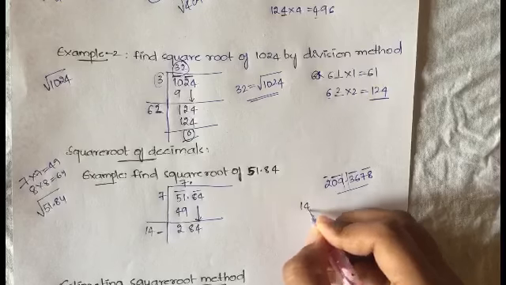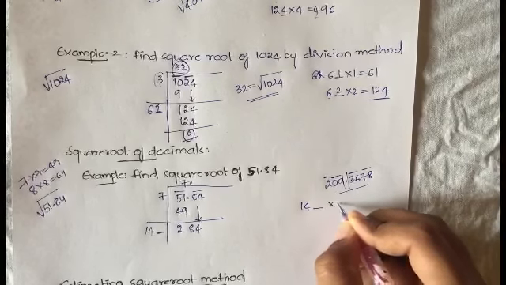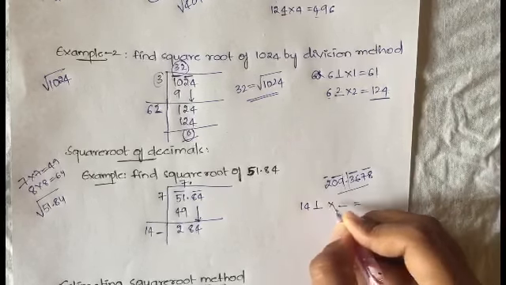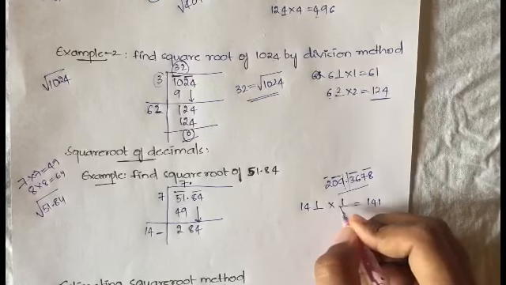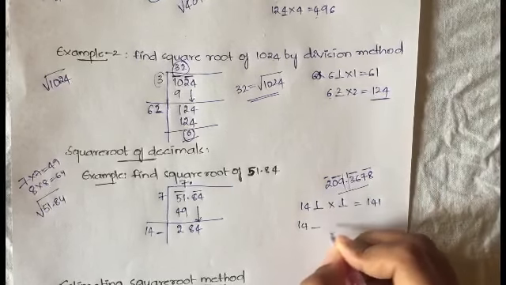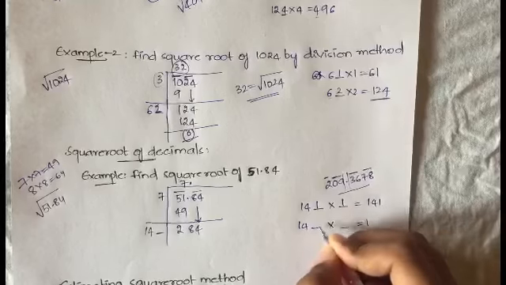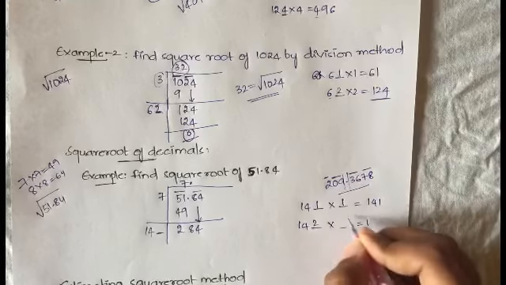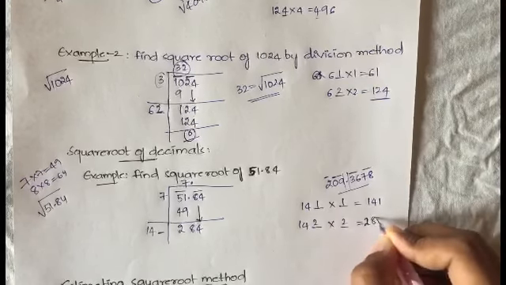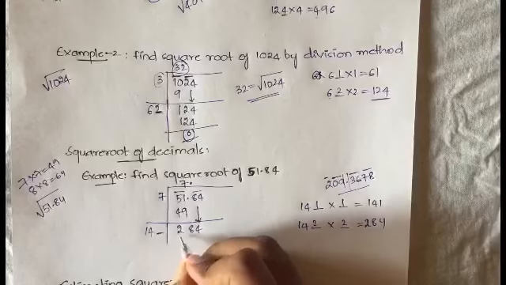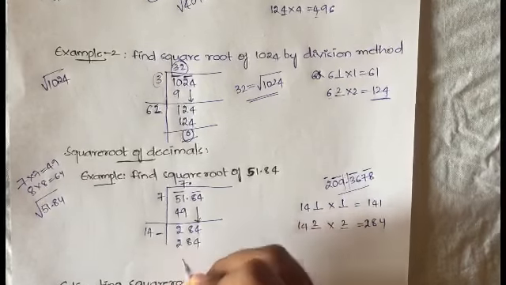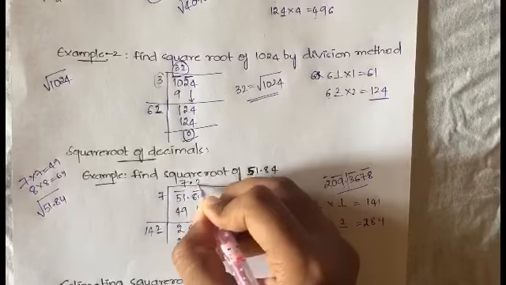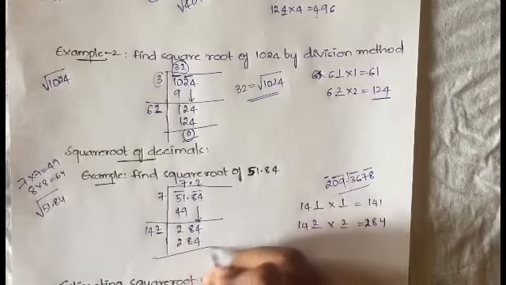Okay. Let us check. 141 into 1 is equal to 141. You are keeping 1 in the place of the blank. Then next, 142 into 2 will give you 284. 284 is what we are required here, right? So you have to keep 284 here. 142 into 2. You will get remainder 0.